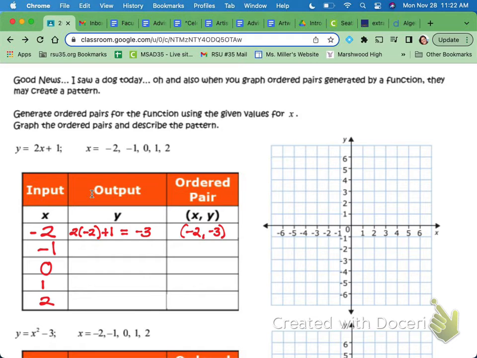Can you plot that point? Put it on your coordinate plane over here. So -2 is to the left, down 3, -3. There's your dot.